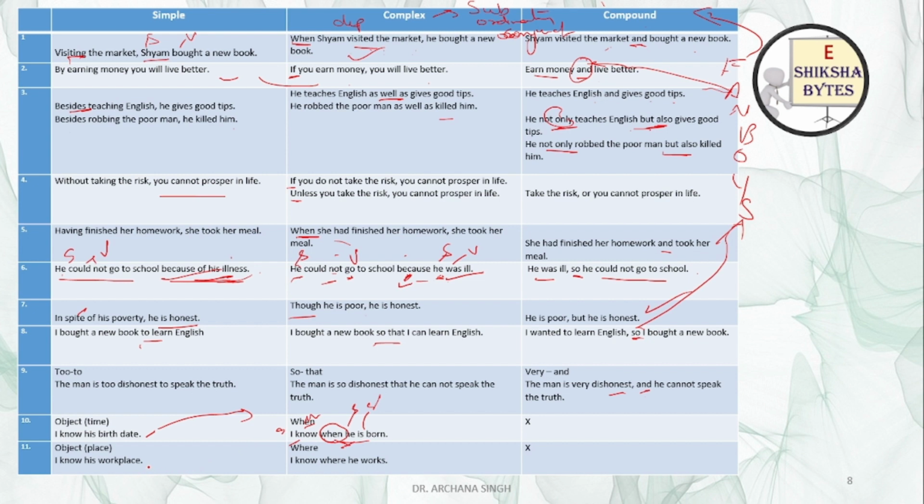Next is I know his workplace. Now this is simple. You can convert it into complex by saying I know where. This is your subordinating conjunction. He works. Where he works is your subordinate clause, and that's why you can make it into a complex sentence. So let's see one last example to clarify and dig deep into the concept.